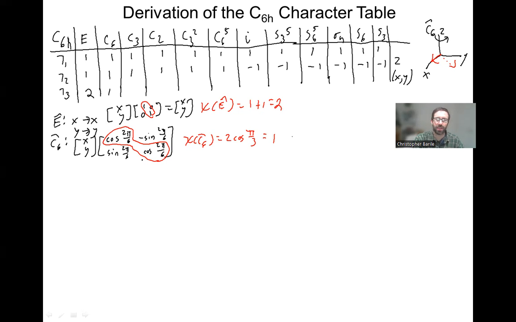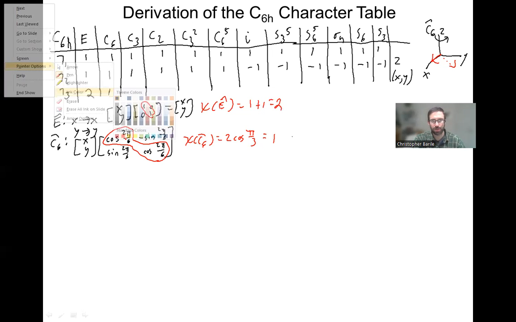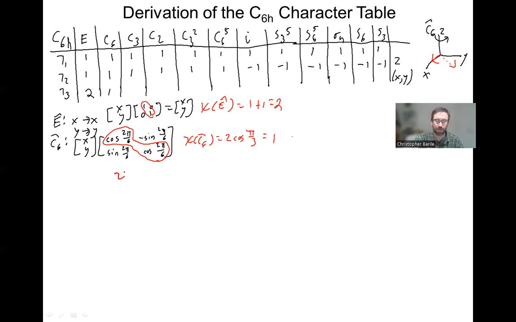With the C3, you're going to get this same sort of matrix, but now instead of having 2 pi over 6, you're going to have 2 pi over 3. So chi of C3 equals 2 cosine 2 pi over 3. 2 pi over 3 is 120 degrees. And cosine of 120 degrees is negative 1/2. So you get a value of negative 1/2. You can move right along here.